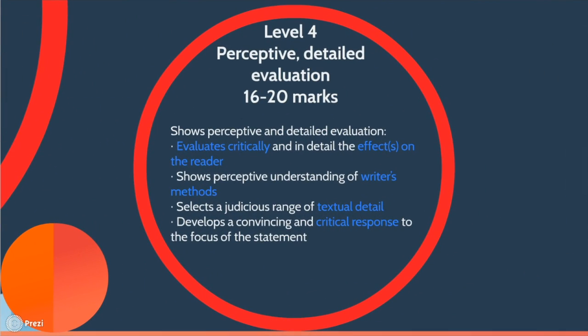In order to achieve level 4, which is 16 to 20 marks for this question, because we know it's a 20-mark question, so it's actually worth half the marks on the reading section, you need to evaluate critically and in detail the effect on the reader. So you need to consider the statement that you're given, whether you agree with it, and then you need to find quotes that either support or contradict that statement, and also consider the effect that those words in the quote have on the reader. You need to consider the writer's methods, and in this question that means structure or language, so you can look for words which either support or contradict the statement, or any structural devices.